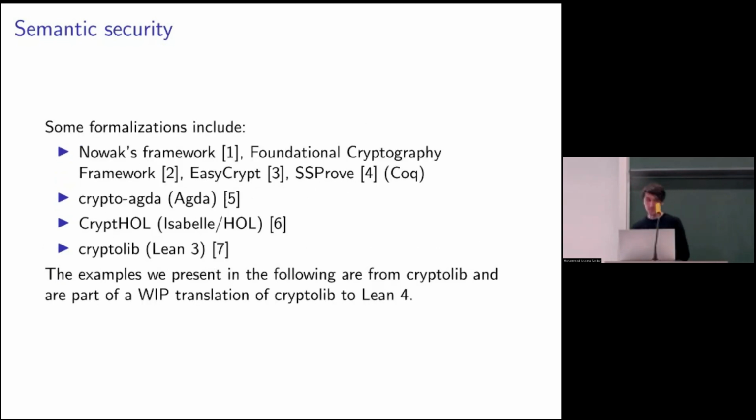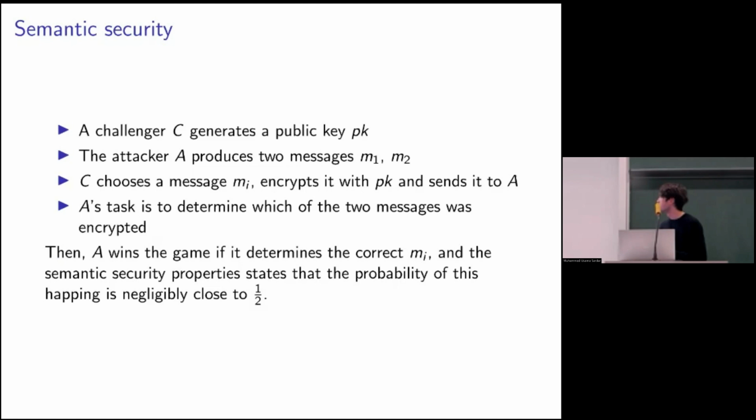So what is proved using this library is based on the notion of a semantic security game, where a challenger, this is a formulation for public key protocols, picks at random a public key, and an attacker, potentially using that, produces two messages, m1 and m2, and then the challenger encrypts one of them at random, and then the task of the attacker is to determine which one was encrypted. And then we say that A wins the game if it essentially cannot do better than coin flipping up to a negligible number.